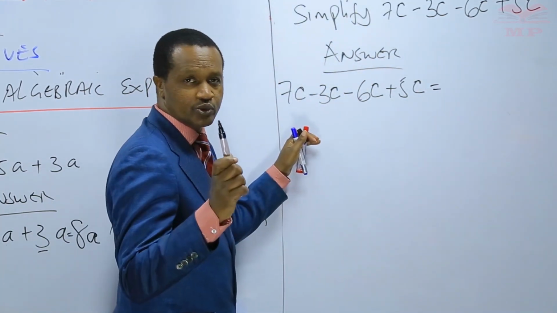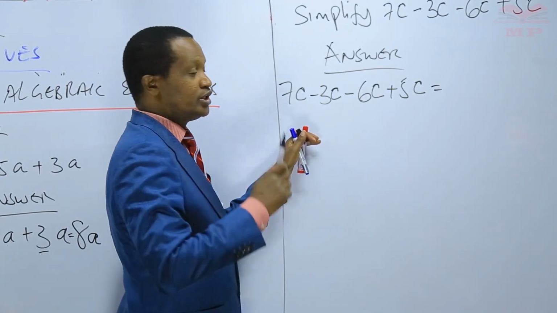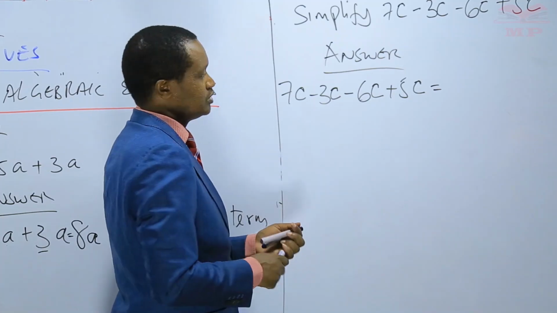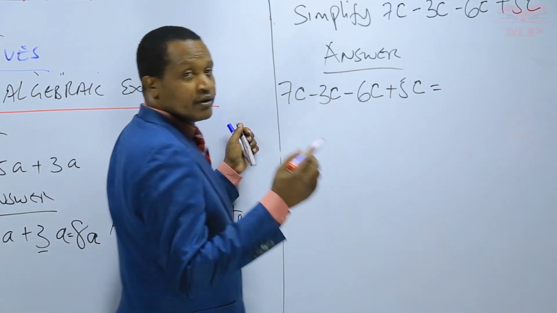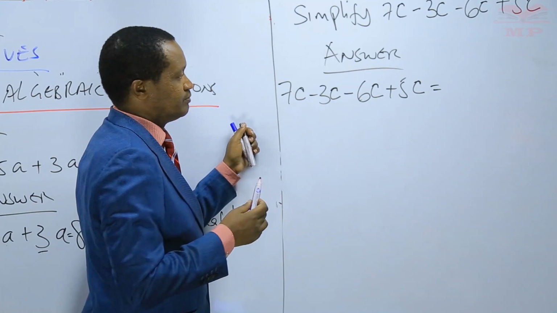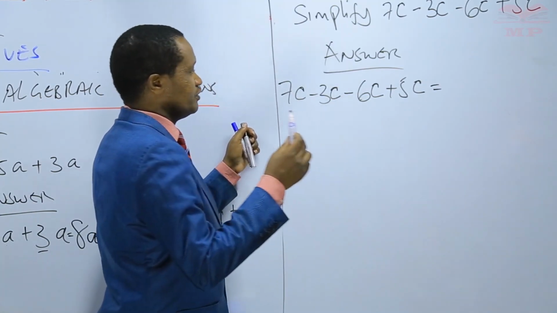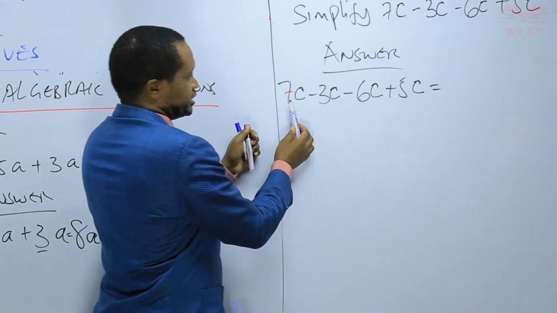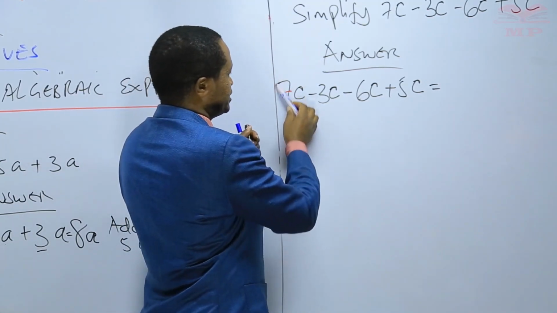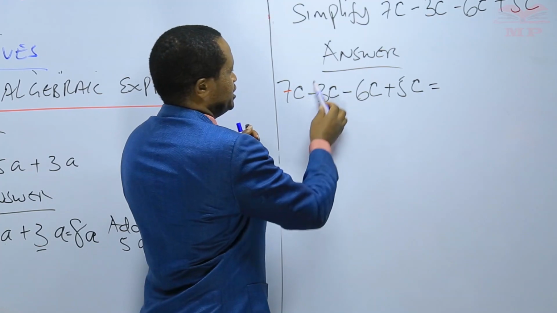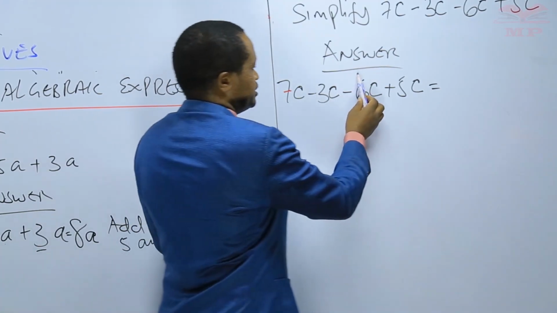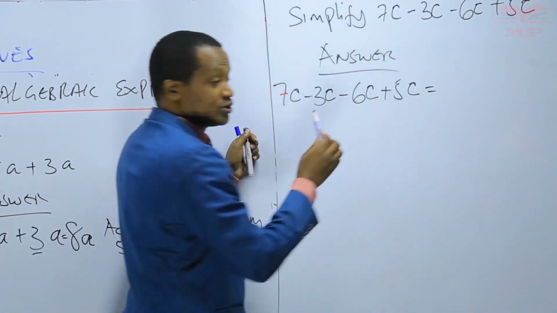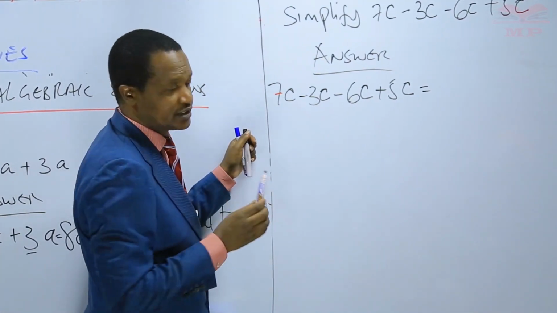And how do we do that? How do we know the terms that should be added? That one is simple. We look at the signs before the terms. The sign before this term, 7c, this 7c is a term, 3c is a term, 6c is a term, 5c is a term. This is what we are calling terms.